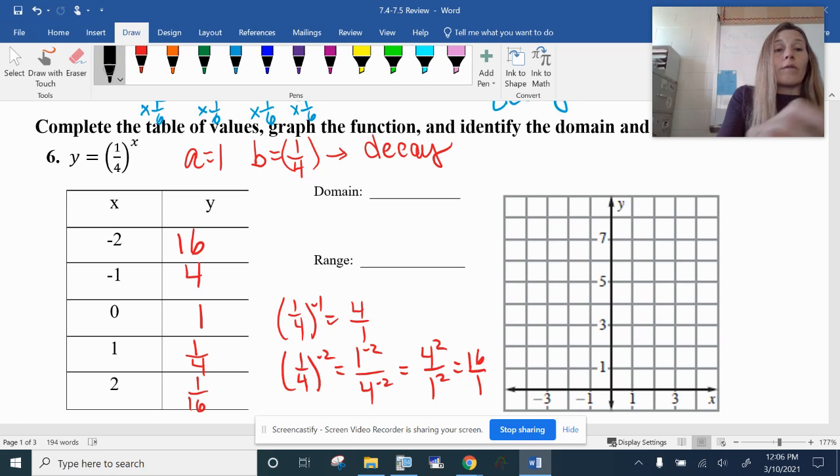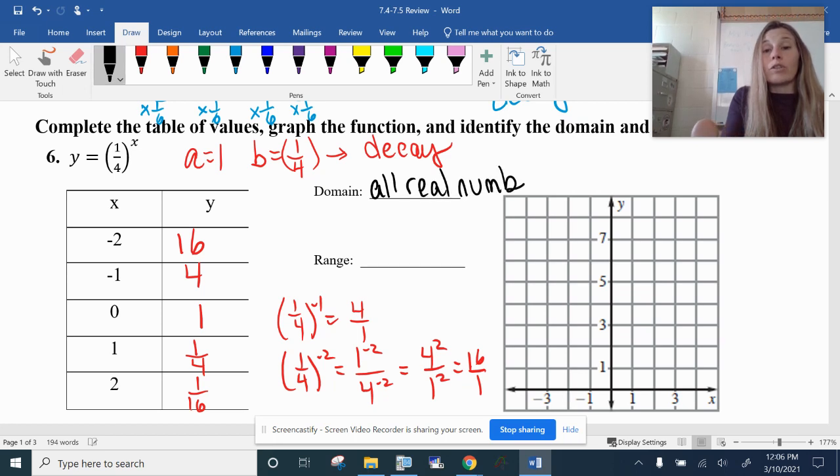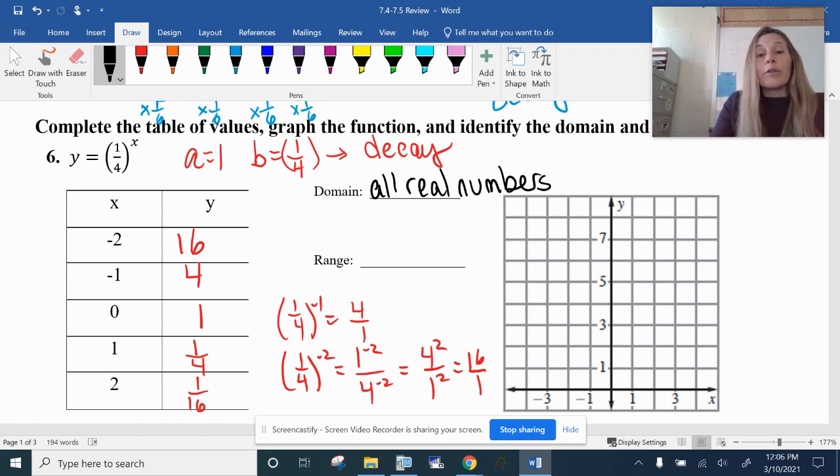Okay, now, for all of these types of exponential functions, your domain is going to be all real numbers every time because there's no restriction as to what numbers you can plug in for x. Your range, however, will be something more specific than that. So let me graph this.